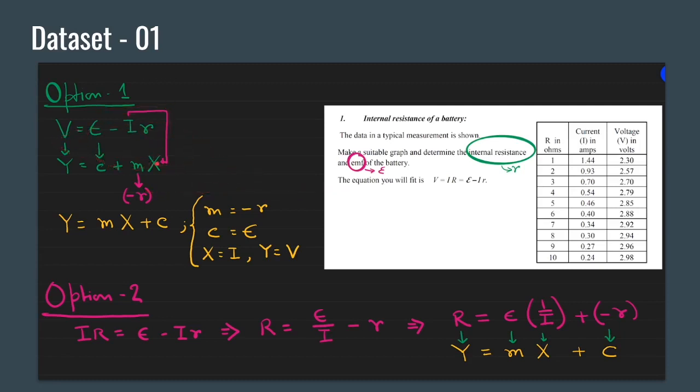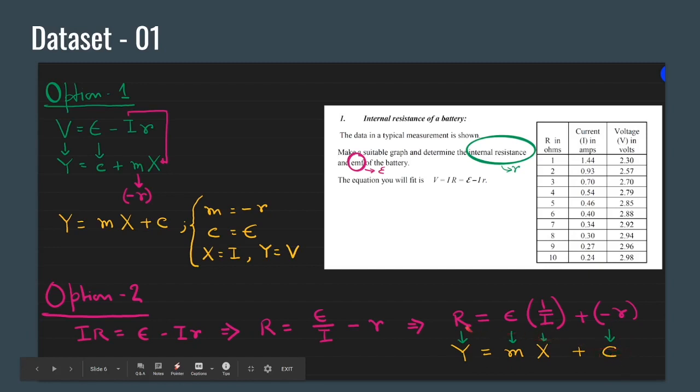Okay, so you write this equation like this, you identify which one is v, y, which one's x, and which is m and c. And when you do that, then you can go ahead and plot them accordingly. The other option is you write IR equals epsilon minus I small r, and then you transform this as capital R equals this, and finally you can identify that capital R is your y, 1 over I is your x, epsilon is your m, which is the slope, and negative r is your intercept, the constant c.